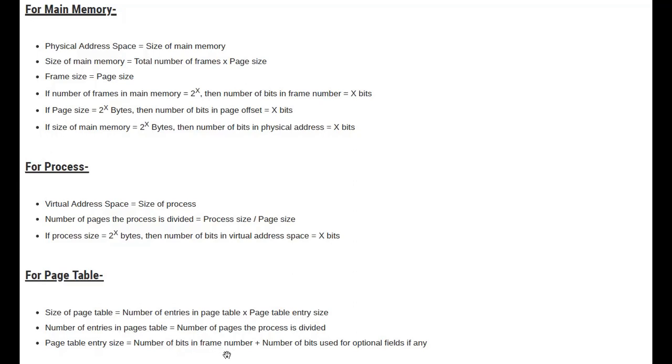Number of bits in the frame number plus number of additional bits used for optional fields, if any. This will be provided to you. How many optional fields you are using. By adding the number of bits in the frame number, it will give you the total entry size in the page table.